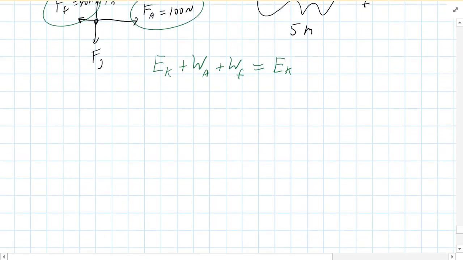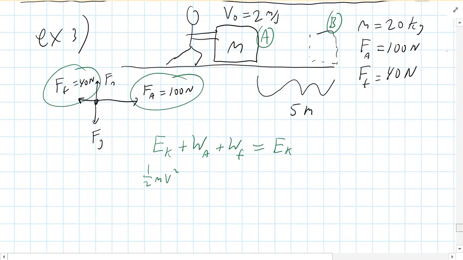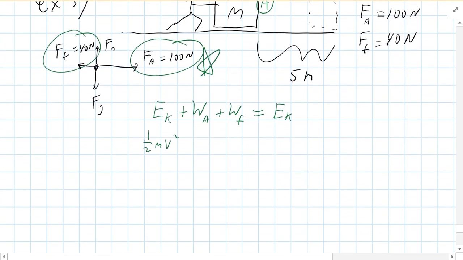In the second box, we plug in our equations. So we have 1/2 mv squared. The work done by the person, is that positive or negative? Well, this force is with the motion, so it's plus Fa delta x. How about the work done by friction? Is that positive or negative? Well, that force is against the motion, so it's minus force of friction times delta x. And then we have 1/2 mv squared final, the final kinetic energy of the book.